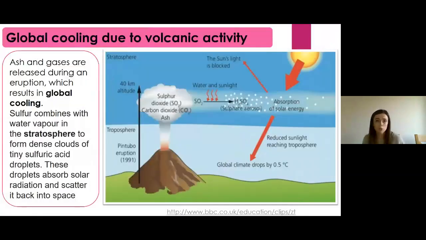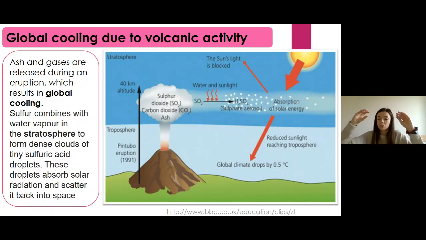Another natural cause of our changing climate is volcanic activity. Now, volcanic activity doesn't make the Earth warmer, it actually leads to global cooling. Okay, so as a volcano erupts, ash and gases are released into the atmosphere. The sulfur from the gas that's erupted combines with the water vapor in the stratosphere to form dense, thick clouds of tiny sulfuric acid droplets. These droplets absorb the incoming solar energy and reflect it back into space.